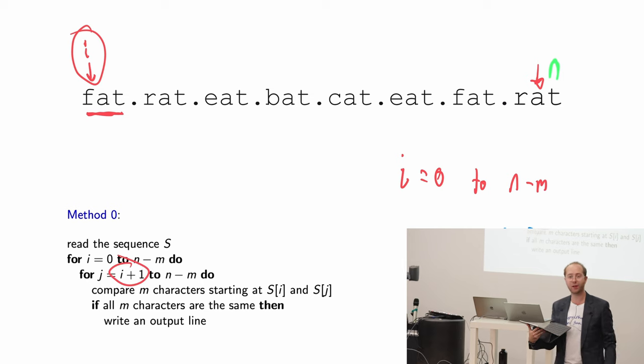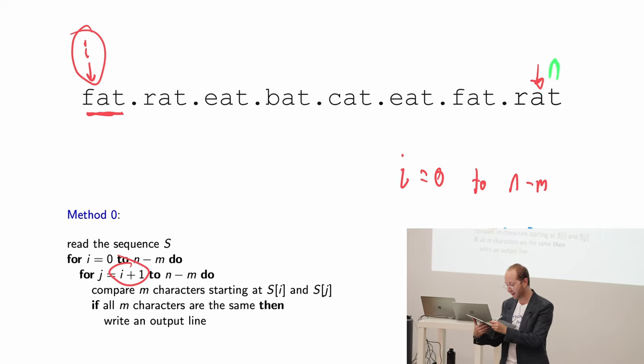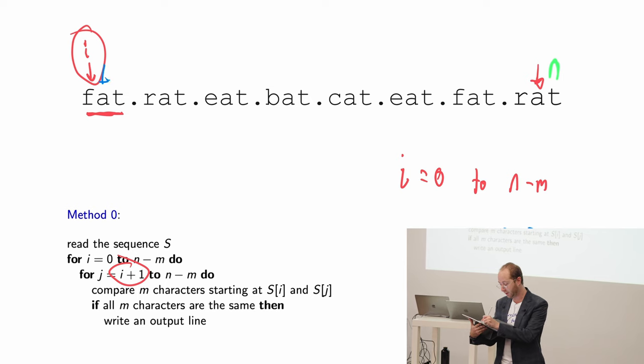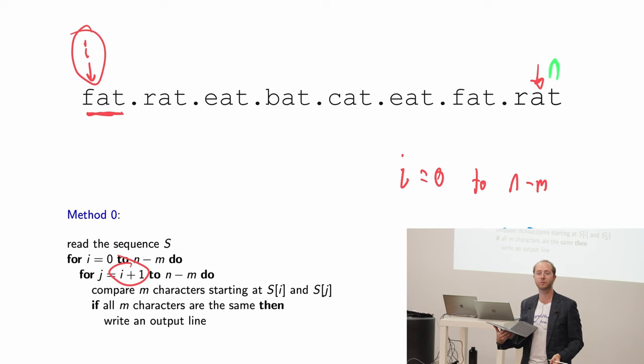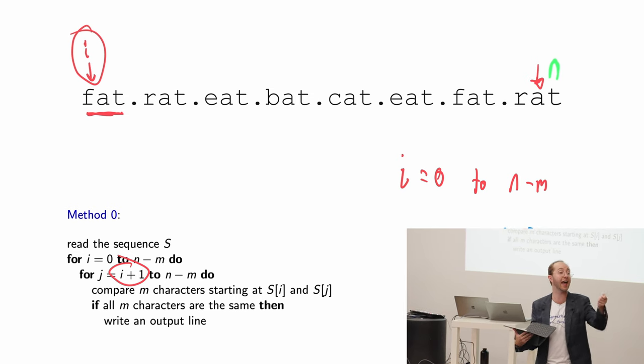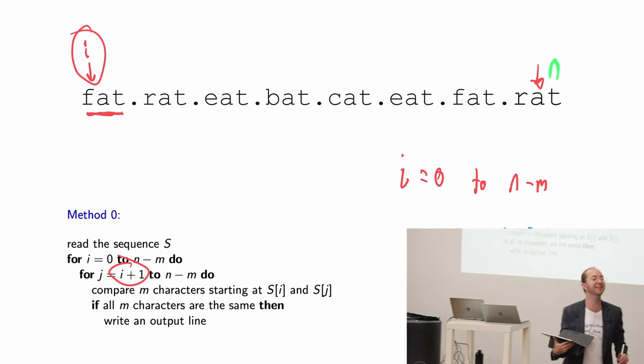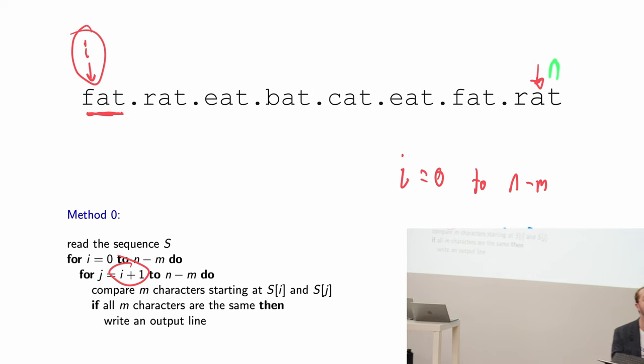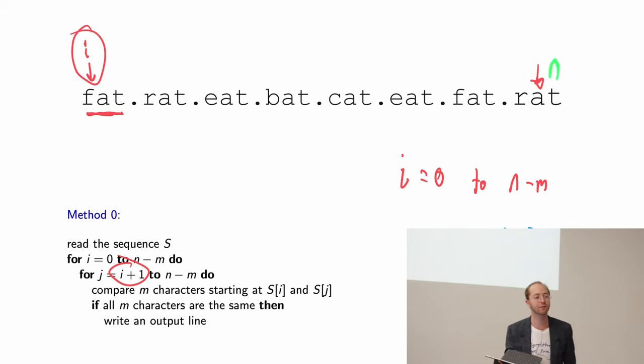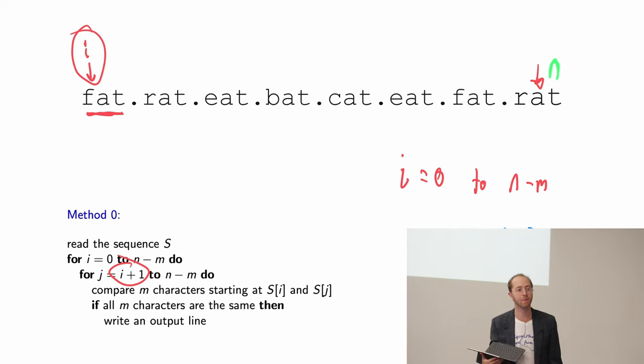What about j equals i plus one? Why do we start j over here and not at the same place as i, if we're looking for repeated patterns? And your name? My name is Nia. Because I think that there would be a match right at the start.